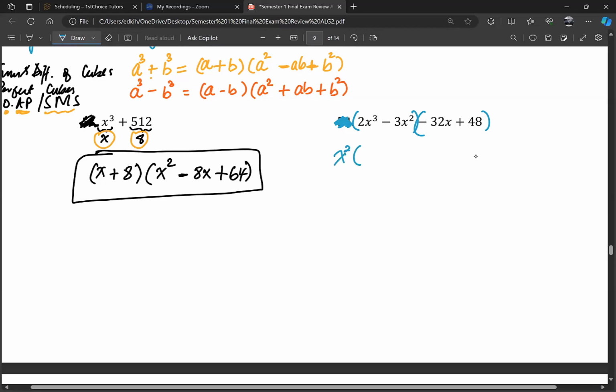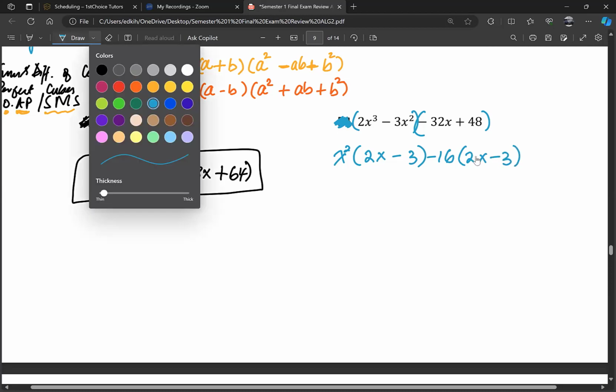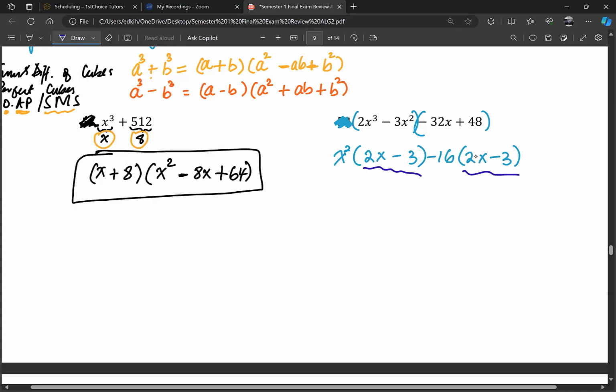x squared is what they have in common, which leaves us with a 2x minus 3. Second parenthesis, we have a negative 32 and a 48. The GCF there is negative 16. So you have a 2x minus 3. Again, notice how my 2 parentheses are exactly the same, as they should be. This 2x minus 3 is the same as that 2x minus 3. And if you're in doubt, you can do a quick check. Negative 16 times 2x gives me the negative 32 that I wanted. Negative 16 times negative 3 gives me the 48 that I wanted. So we know that it works.